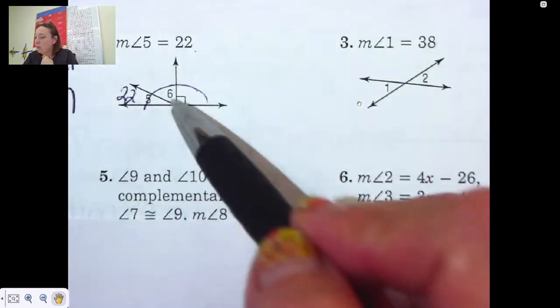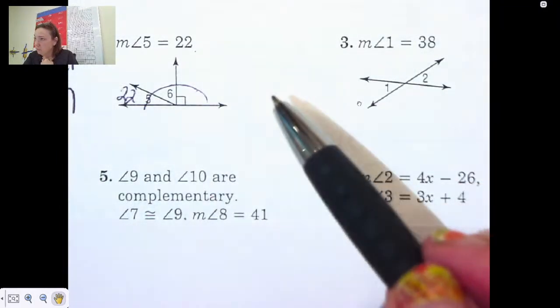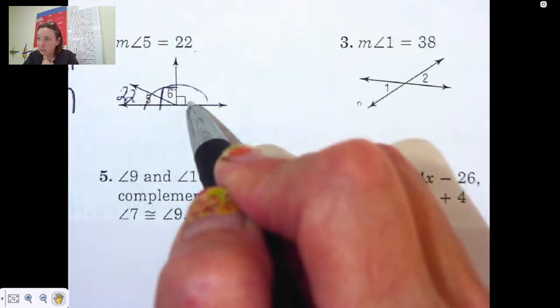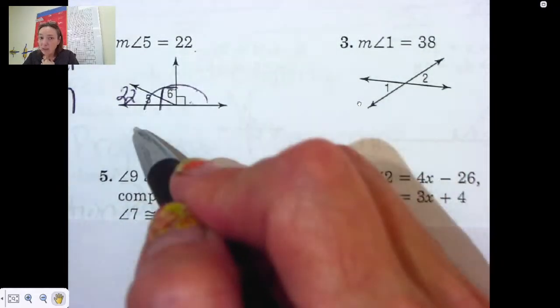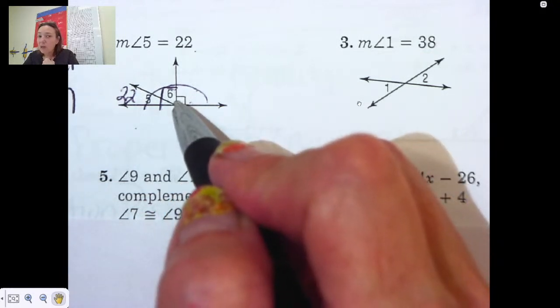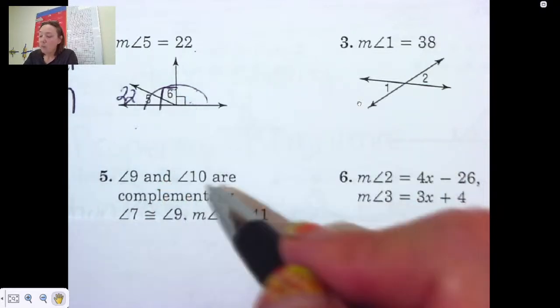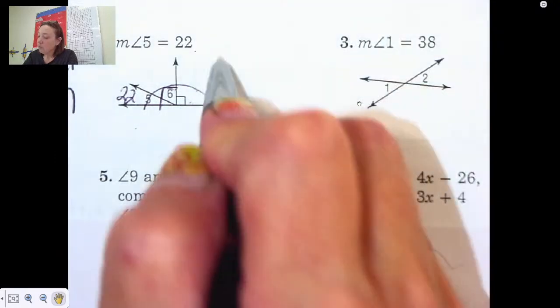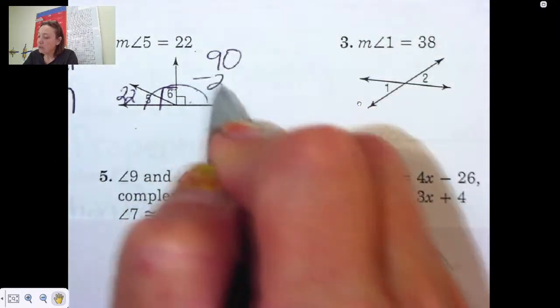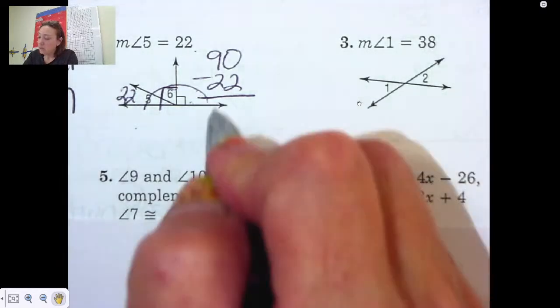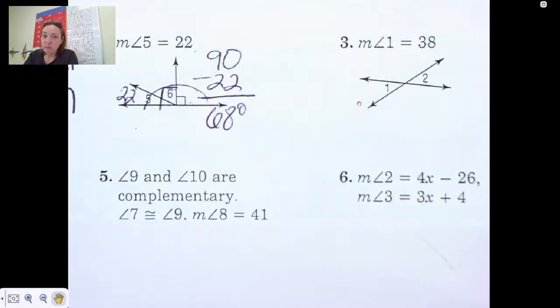So what does that tell you about 5 and 6 together? They have to equal 90 because if this is 90 over here and they all add up to 180, then these two together have to be 90, right? How can I find angle 6? So if I do 90 minus 22, that'll get me angle 6, right? 68. Now what's my reasoning behind this one? It's one of the things we talked about.